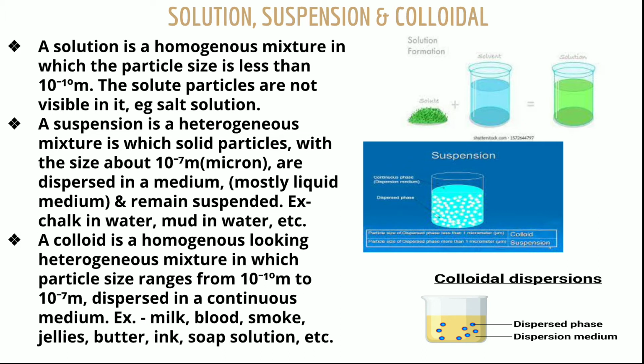We cannot see the solute particles. For example, in a salt solution, we cannot find the salt particles in the solution. A suspension is a heterogeneous mixture in which the size of the solid particles is a little more, about 10 to the power minus 7 micron. They are dispersed in a mostly liquid medium and remain suspended in it. For example, chalk in water, mud in water, sand in water.